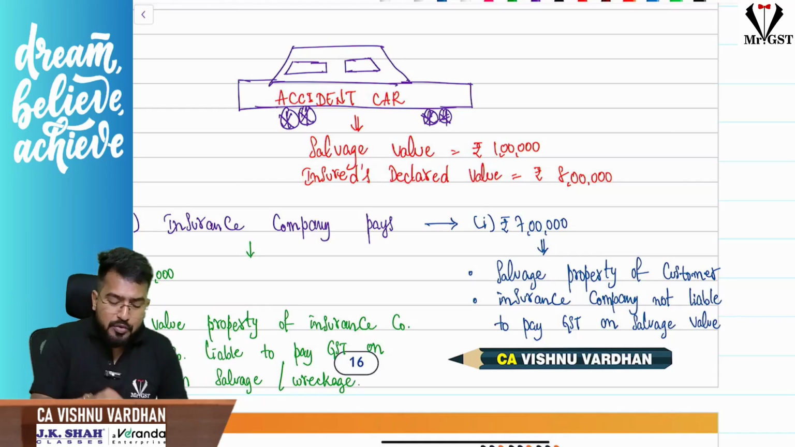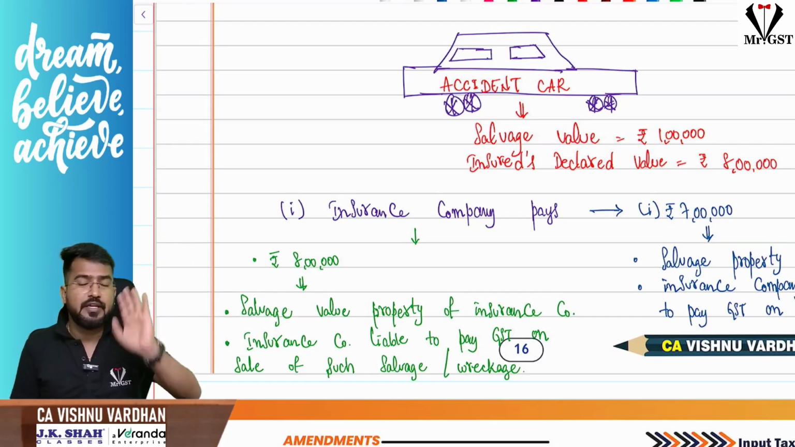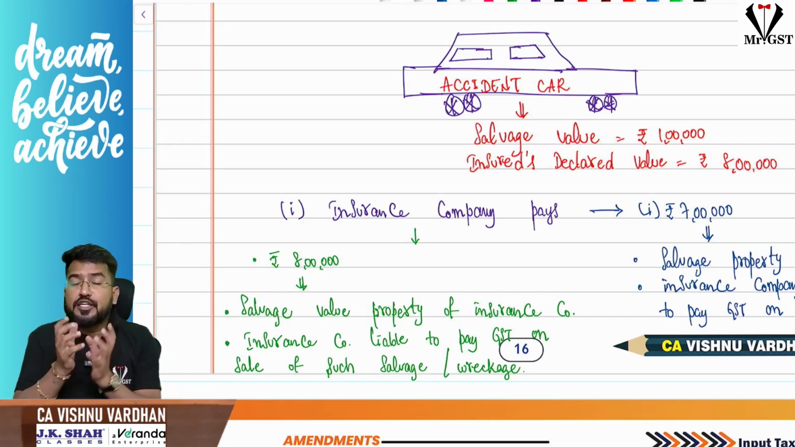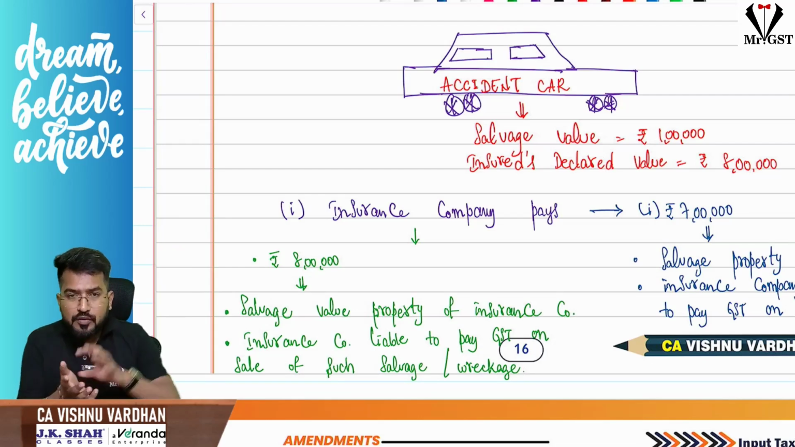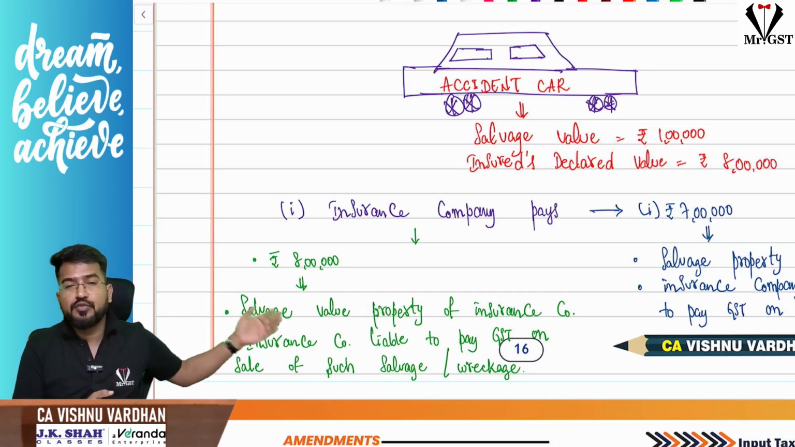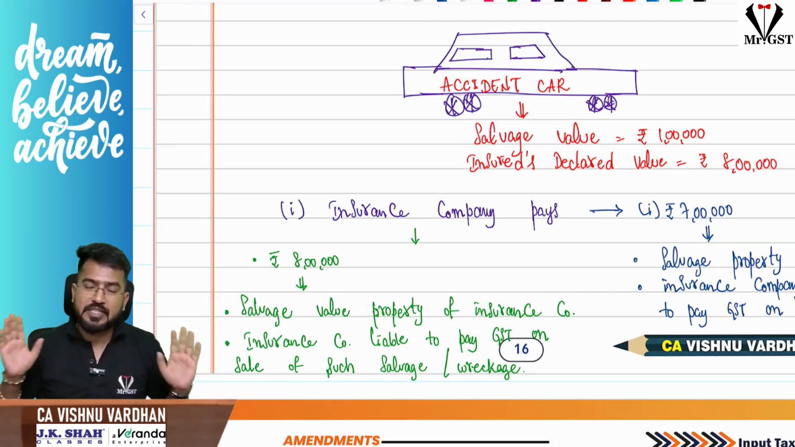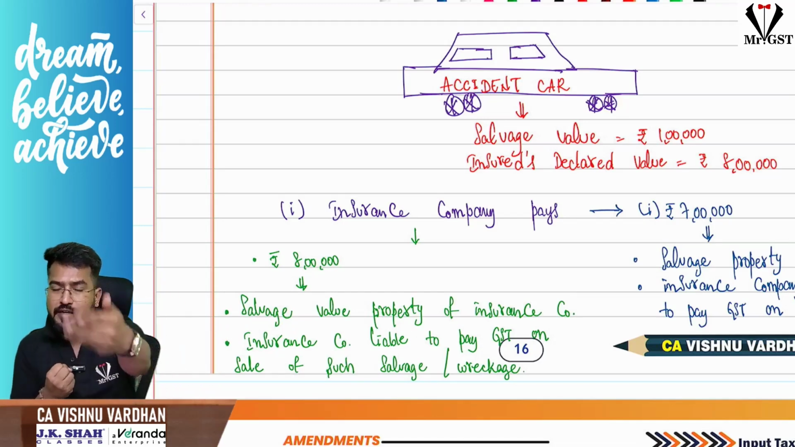Now suppose the insurance company is fully paying 8 lakhs, what will the insurance company do? The insurance company will take that balance, whatever the damaged accident car is, fully, and will pay 8 lakhs and be done, like that it is saying to the customer. Now the insurance company has the property in that car, in that salvage or wreck. So when they sell this car in future, the insurance company is liable to pay GST. Simple. The insurance company is deducting the salvage value and paying it to the customer.